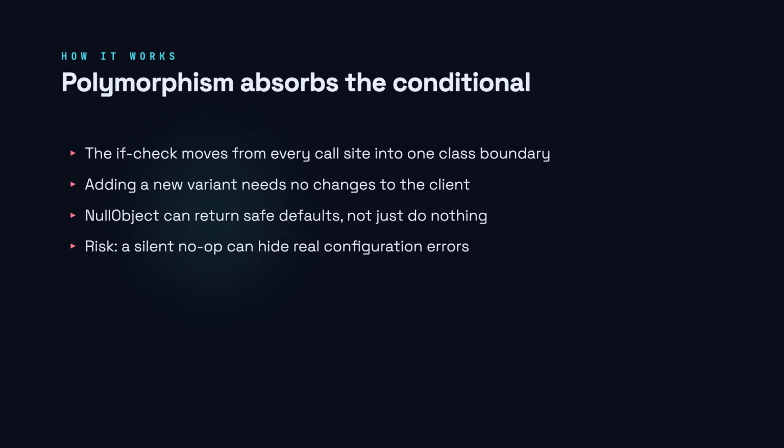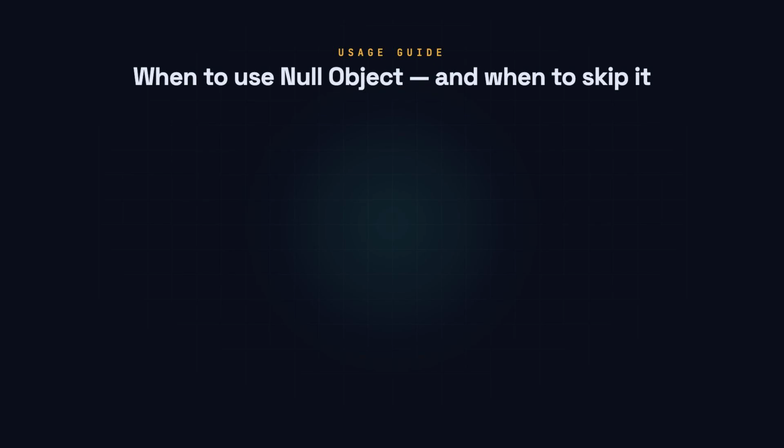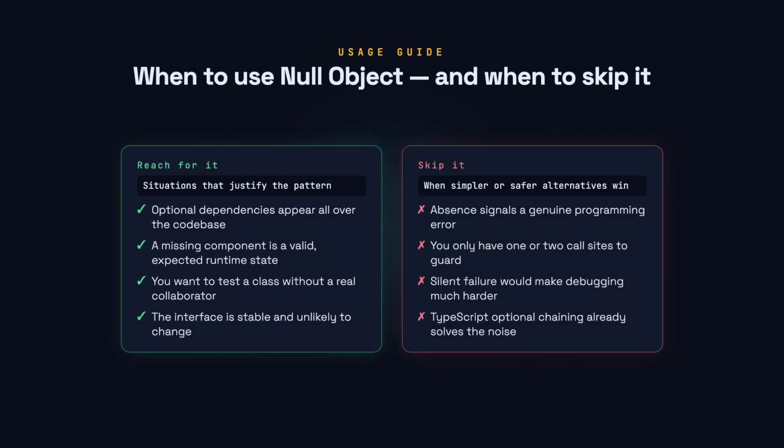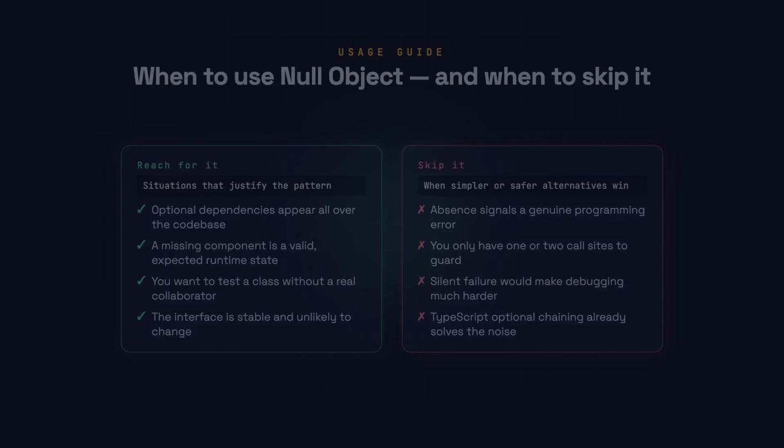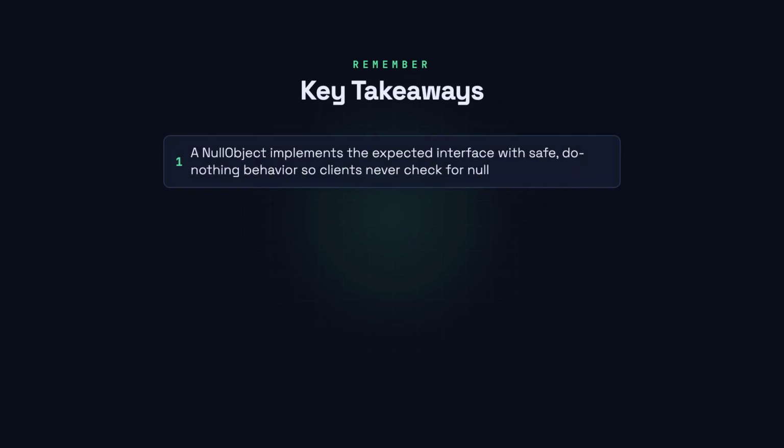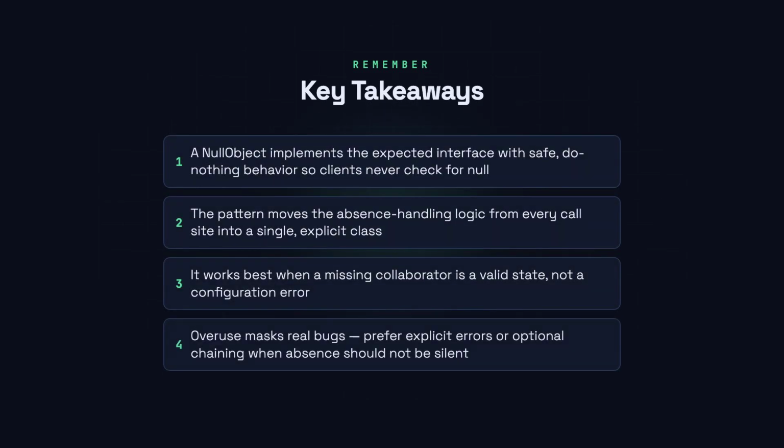The key trade-off is that a missing dependency now fails silently, so a misconfiguration that should be an error can slip through unnoticed. Reach for null object when a missing collaborator is a legitimate expected state, like a logger you want to silence in tests, and that situation is scattered across many call sites. Skip it when absence is a bug, because a do-nothing object hides the problem entirely. If you only have one or two guards, optional chaining or a simple default parameter is clearer, and adds no extra class to maintain.